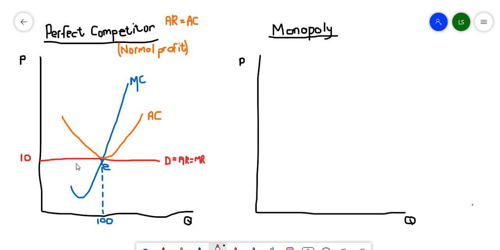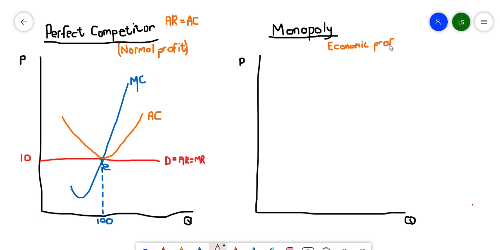Okay, now we are finished with the perfect competitor. We are going to move over to the monopoly. Remember, for the monopoly, we have to draw an economic profit. In the long run, the theory says that the monopoly will make an economic profit, because entry is blocked and he can use his market power to manipulate the prices so that he's able to make an economic profit.